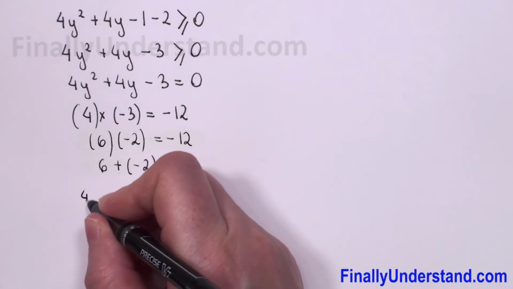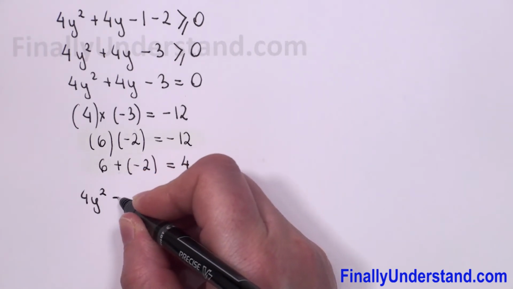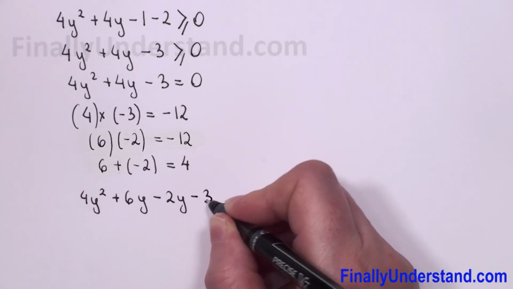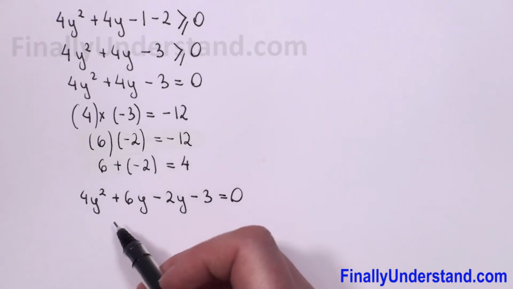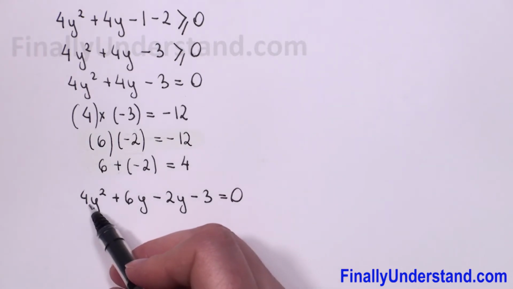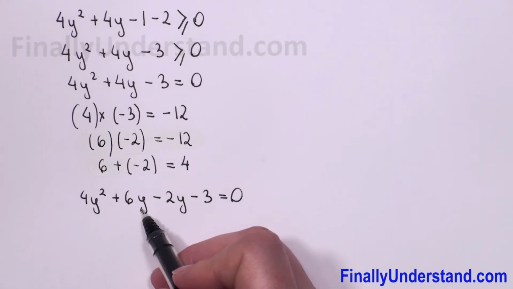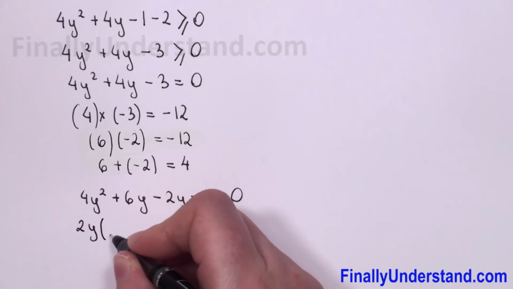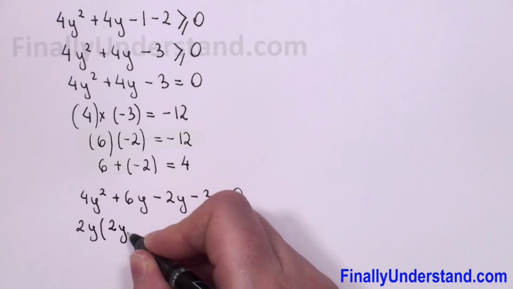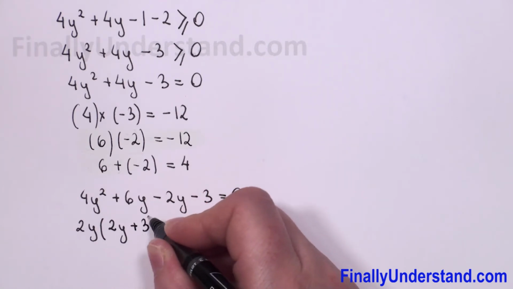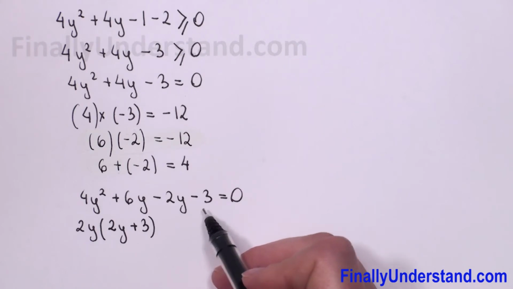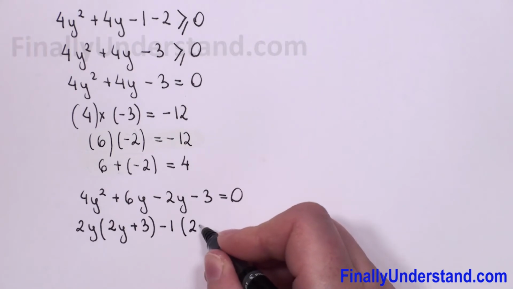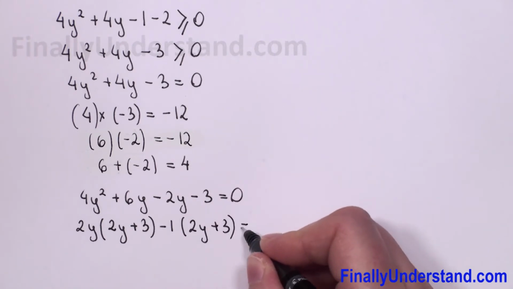So I can rewrite this equation. I will have 4y squared plus 6y minus 2y minus 3 equal 0. So now I can factor from the first two terms 2y. So it will be 2y times 2y plus 3. And from these two terms I can factor negative 1. Will be 2y plus 3 equals 0.